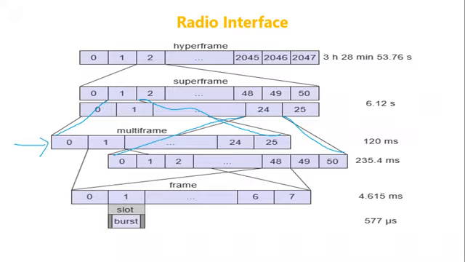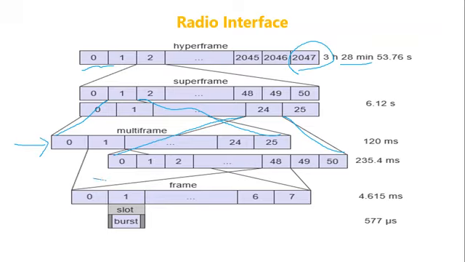And the next hierarchy is hyperframe. Okay, so 2048 super frames will form a hyperframe, and the duration of the hyperframe will be around 3.5 hours. Okay, so this is the overall working concept of radio interface.